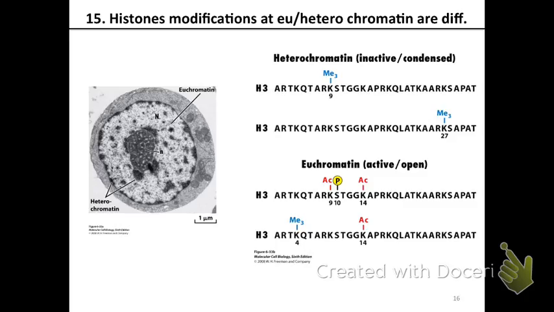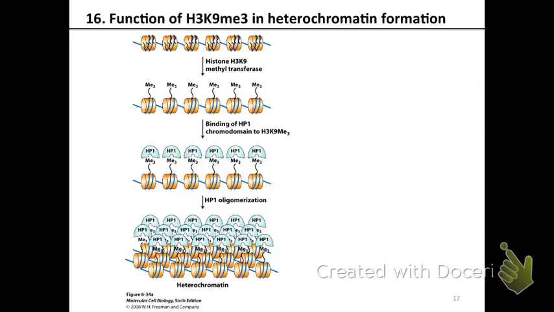So whatever the reader protein is for these modifications is going to decide what the structure or the function of that modification is going to be. All right, let's talk about H3K9 trimethylation in a little bit more detail. This modification is found in heterochromatin. It actually mediates formation of heterochromatin. It mediates compaction and silencing of transcription.